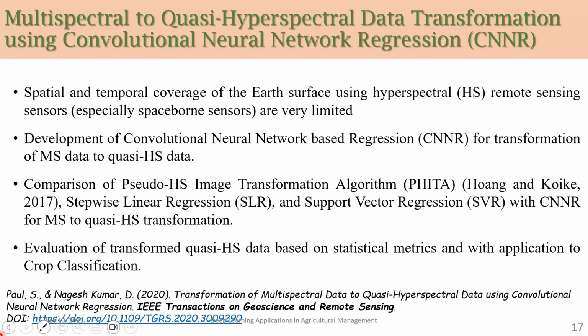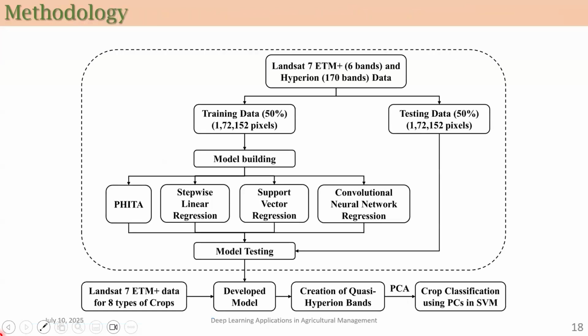There are some architectures already available in Python to deal with this, like PHITA, that is pseudo hyperspectral image transformation algorithm. And then we try to use stepwise linear regression. We also try to use support vector regression and our main baby here, convolution neural network regression. We try to compare them and see how that quasi-hyperspectral data is performing with some statistical metrics. And once we can generate it for a large region, we try to use it for crop classification or get the crop information for that region.